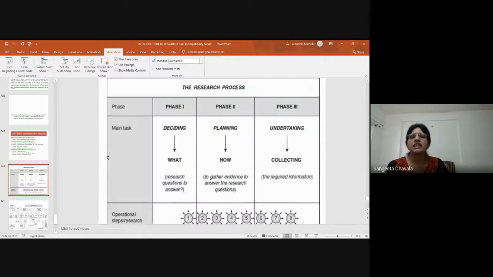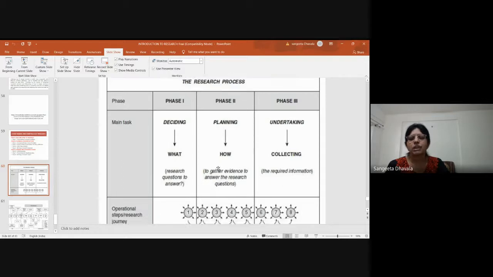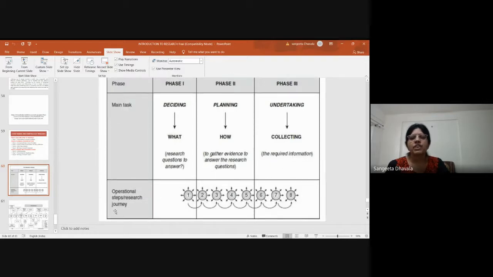So research is done in 3 major phases: deciding on what to do, planning on how to do, and undertaking or collection of the required information. So here you see that stage 1 includes just the ideation. 2, 3, 4, 5 is all about planning.